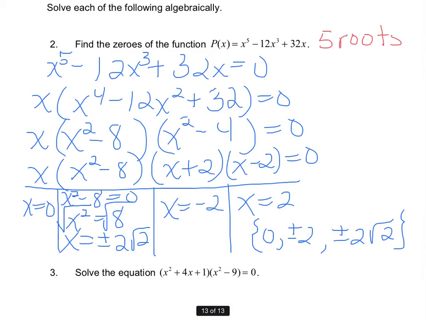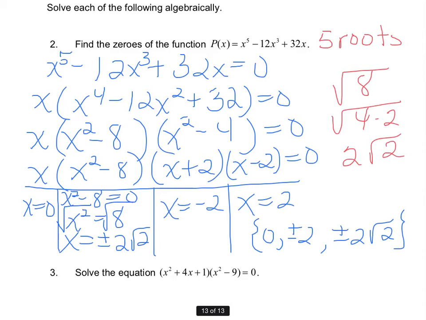Hopefully you realize, and I'll show you off to the side here, that the square root of 8 is really the square root of 4 times 2, which is 2 radical 2. That's where I got that from. Okay, so we found all the roots for number 2, and we found 5 of them because the highest exponent was 5. It's called a degree 5 polynomial.